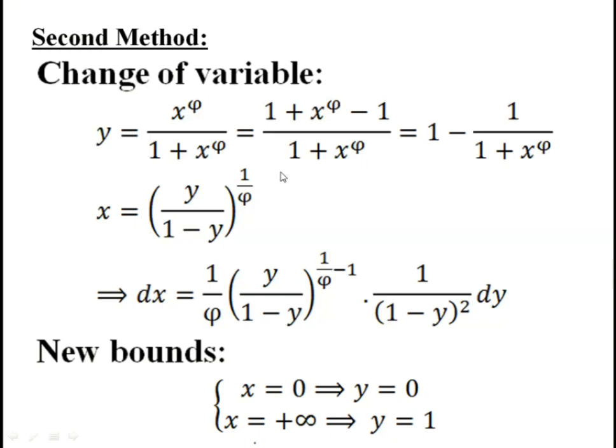Now dx will be the derivative of this term multiplied by dy. For the derivative of this term, we put the power next to that function. So we will have 1 over 5 multiplied by y over 1 minus y to the power 1 over 5 minus 1, multiplied by the derivative of y over 1 minus y. Here we will use the power rule: the derivative of u to the power m equals m multiplied by u to the power m minus 1 multiplied by u prime. So dx equals this term multiplied by dy.